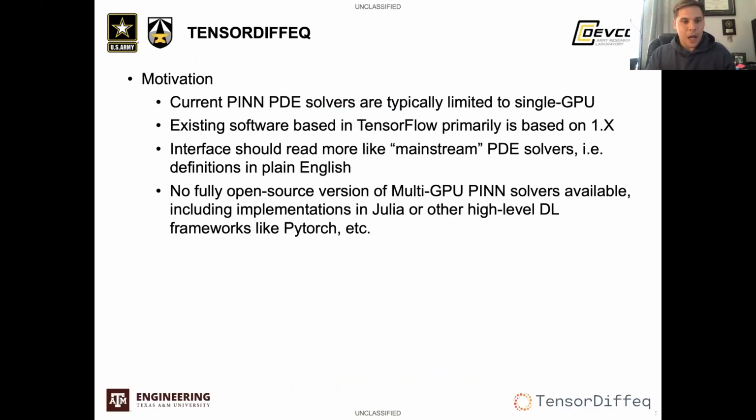So a little bit of motivation. There's a lot of software floating around out there for solving scientific machine learning algorithms. Current PINN solvers, for the most part, are limited to single GPU. There are multi-GPU implementations out there, but we'll cover that shortly. They're typically limited to single GPU and small problems, almost as a novelty of saying, hey, this stuff works, but we're solving just really basic equations.